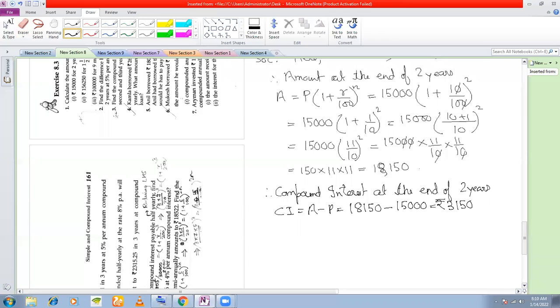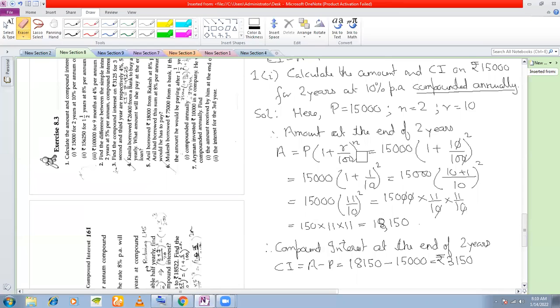So what you see is that from the amount we have calculated the compound interest. In case of simple interest, we could calculate simple interest directly. But in case of compound interest, first we will have to calculate the amount and then calculate the compound interest. Let us look at the next problem.